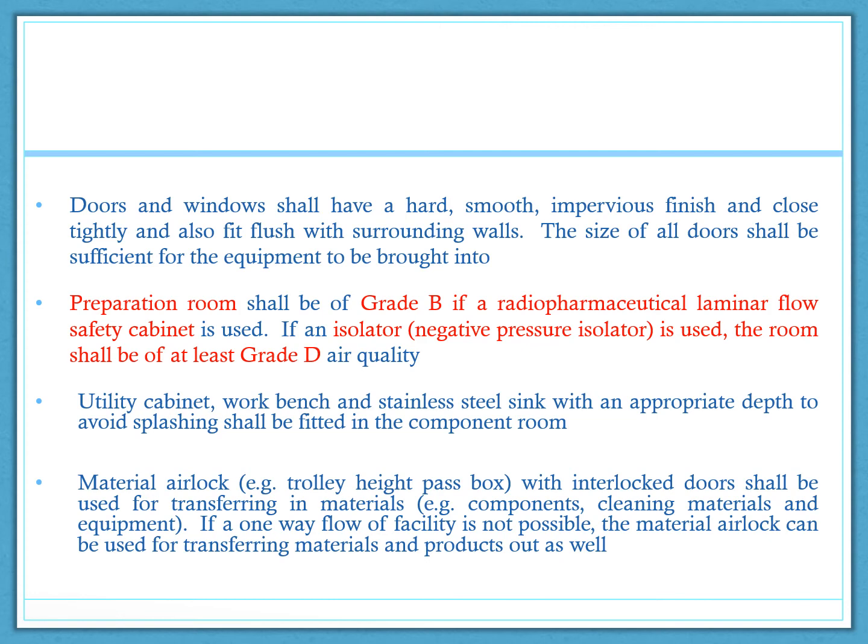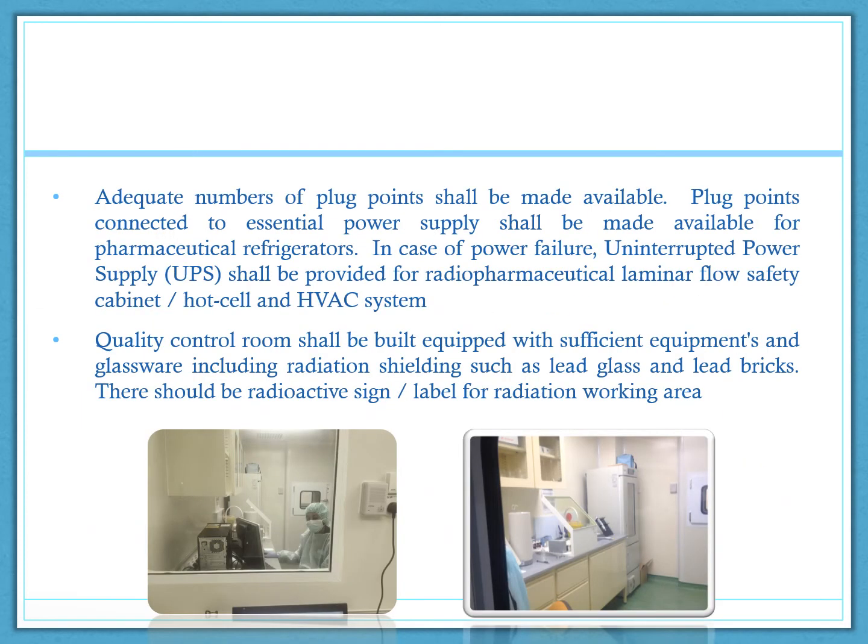Obviously, you have to focus on the utility cabinet, workbench, and stainless steel sink, and also identify the material airlock, whether it's going to be a trolley height pass box with interlock door, or how to identify that the material can be transferred easily. And then obviously, adequate numbers of plug points shall be made available, and the QC room shall be equipped with sufficient equipment and glassware, including radiation shielding such as lead glass and lead brick, and there should be a radioactive sign or label for the radiation working area.